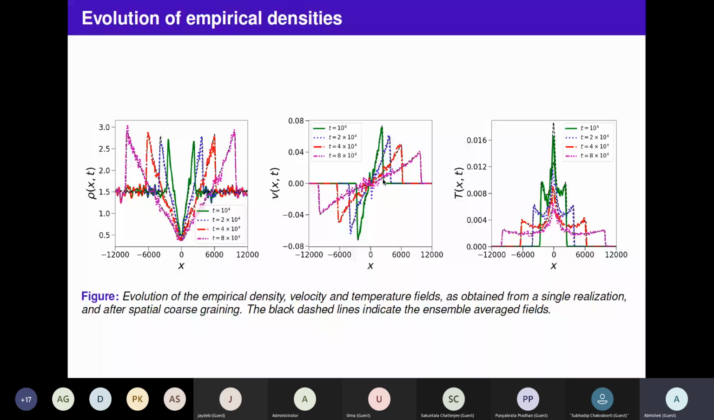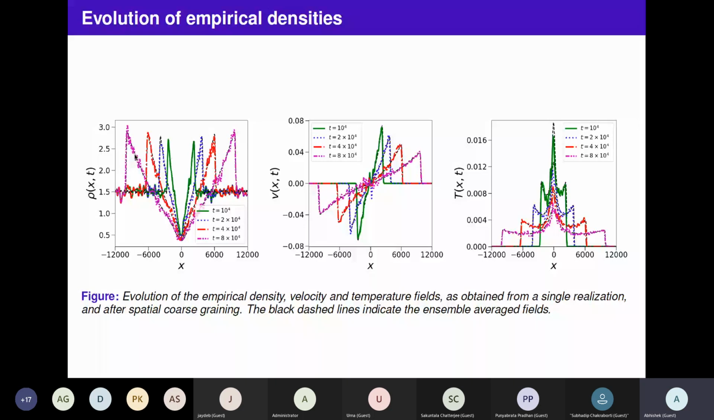In this case, we find that it agrees extremely well. Here I plot the ensemble average, and the colored lines are what one gets from the single realization. You see more noise, so that's why it's better to do the ensemble average. But even the empirical density follows the hydrodynamic laws perfectly. So a single realization of a microscopic model, if you do coarse graining in space, that's how you create hydrodynamic variables that follow Euler equations very accurately.